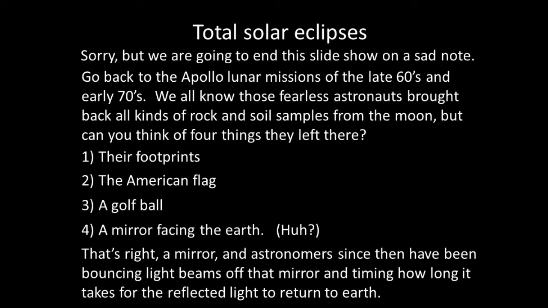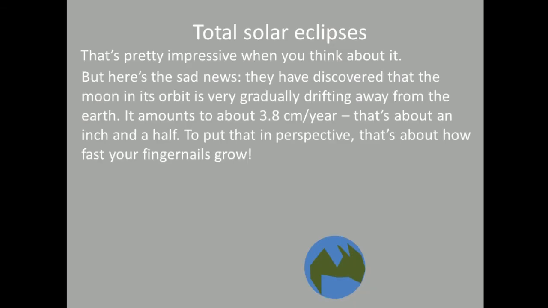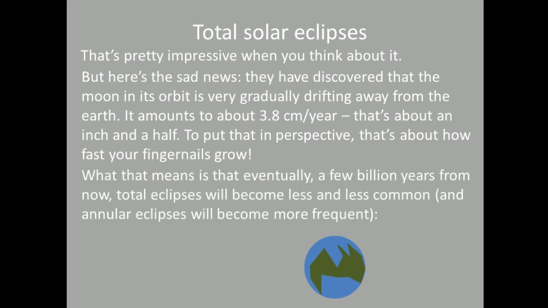And astronomers since then have been bouncing light beams off that mirror and timing how long it takes for the reflected light to return to the Earth. That's pretty impressive when you think about it. But here's the sad news. They have discovered that the moon in its orbit is very gradually drifting away from the Earth. It amounts to about 3.8 centimeters per year. That's about an inch and a half. To put that in perspective, that's about how fast your fingernails grow.